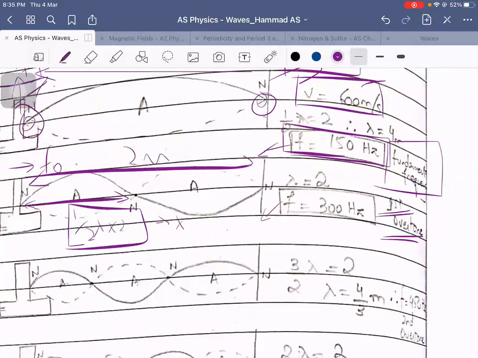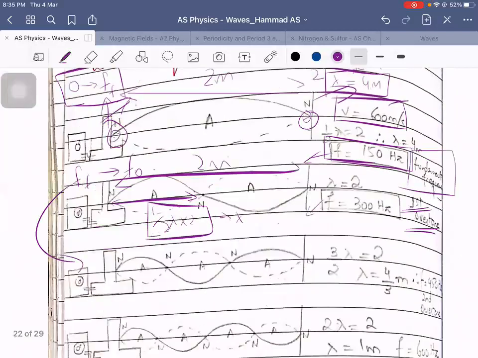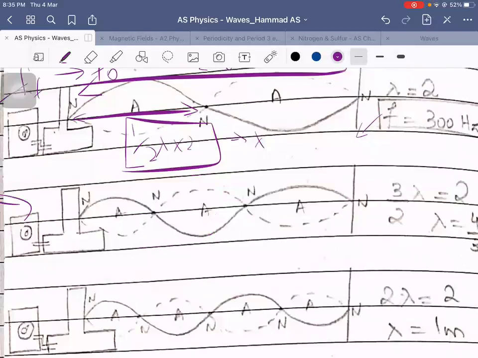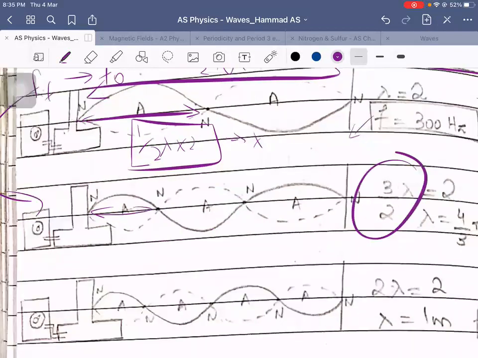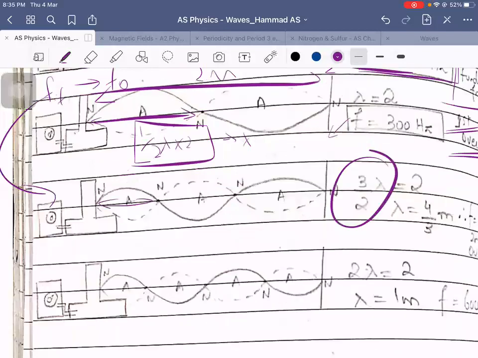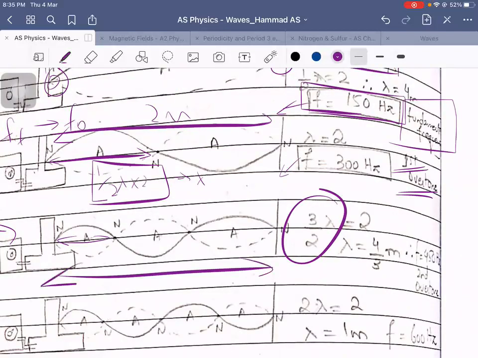Again, I'm increasing my frequency to a certain value, and this time I felt that there are 3 node to node distances such that my wavelength becomes 3/2 lambda. The entire distance was fixed at 2 meters. I could work off my wavelength and therefore calculate the frequency, 450 hertz. This is called the second overtone.